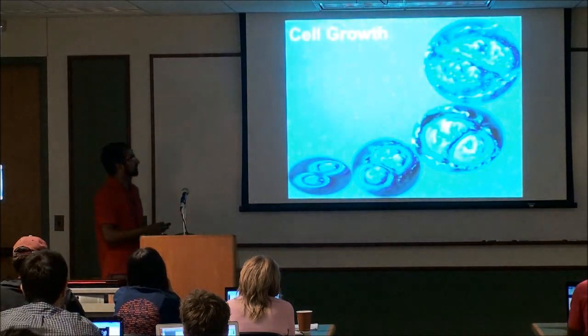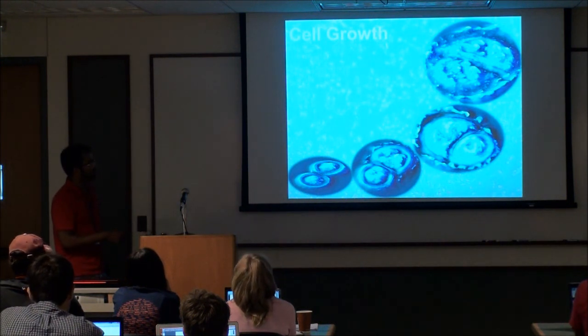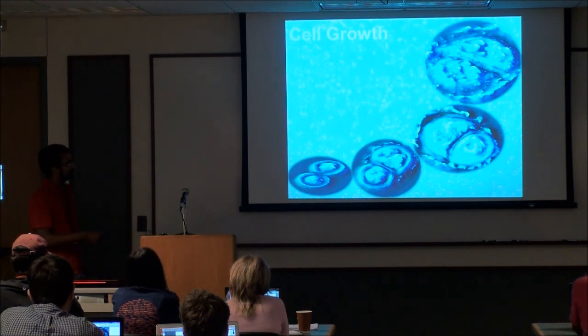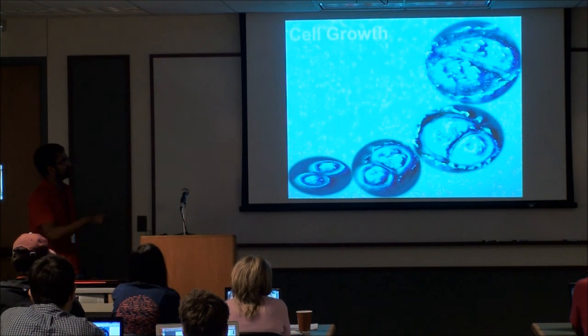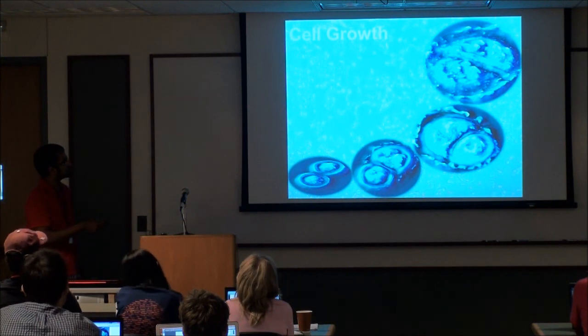So first, let's talk about cell growth. This is a nice graphic which shows human osteosarcoma cells, the U2OS cell line, where you can see two cells sitting side by side that are growing. The thickness or the color here basically corresponds to the density at each pixel.